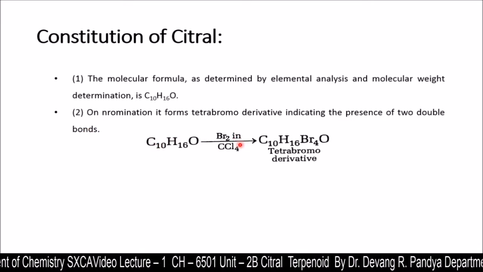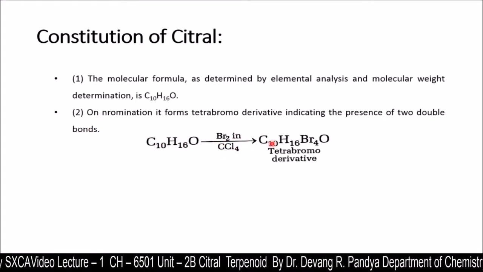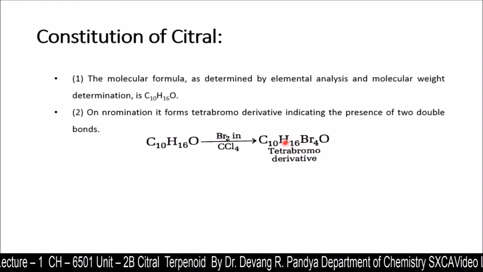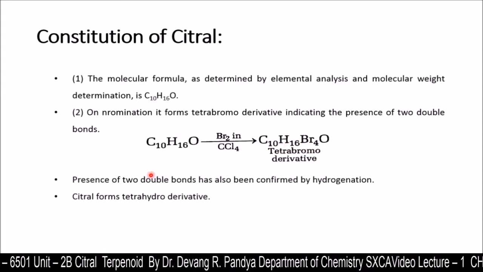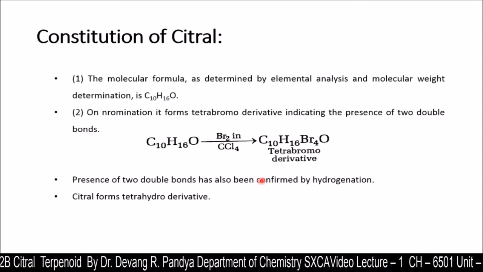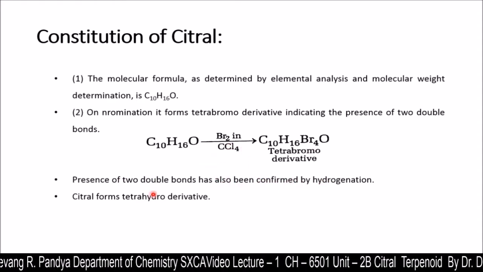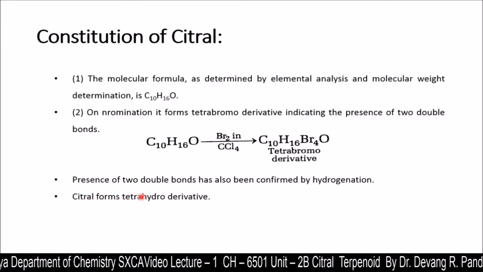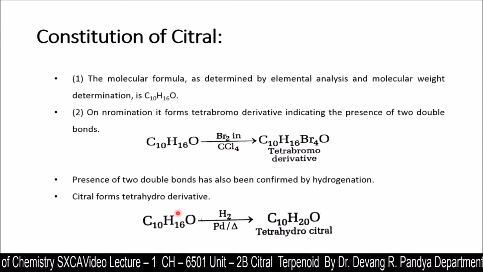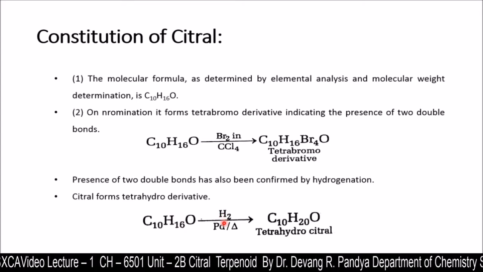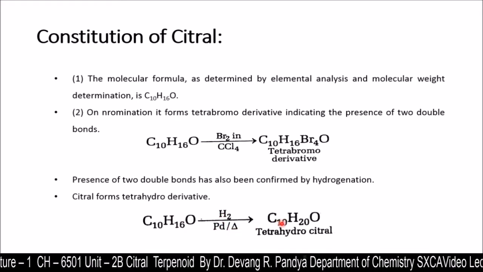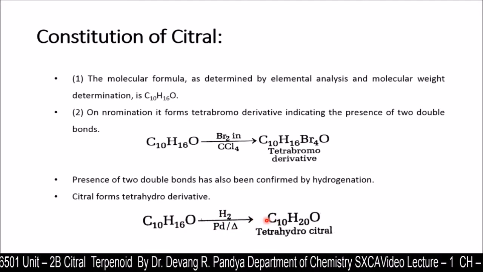Here, on bromination in presence of carbon tetrachloride, we get the tetrabromo derivative of citral. The presence of double bonds has also been confirmed by hydrogenation, and citral forms a tetrahydro derivative. Here is the reaction: on reacting with H2/Pd on heating, it gives tetrahydrocitral.